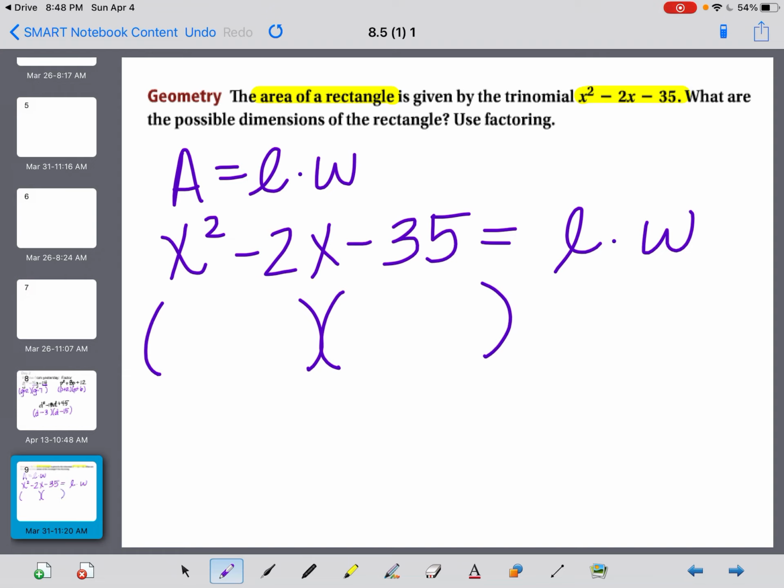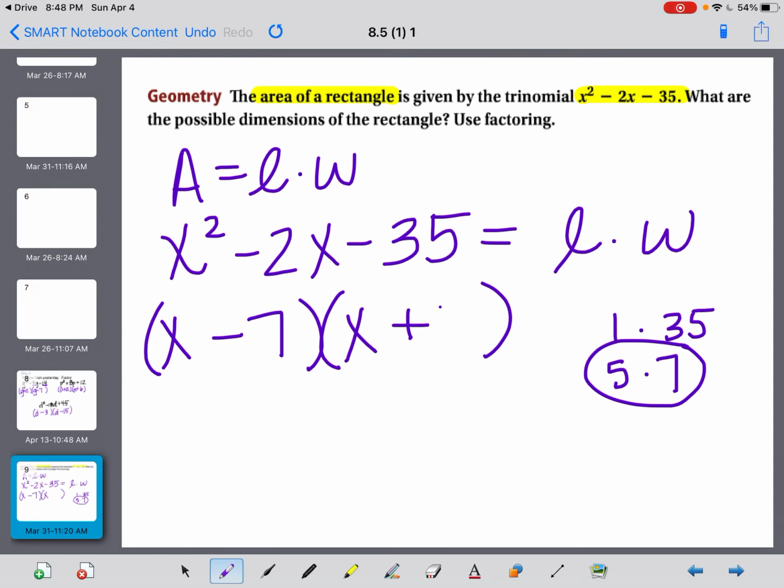All right, so I know that I need an x in each of these, and I need a number that multiplies to be negative 35, but adds to be negative 2. Okay, well, the factors of 35 are 1 and 35, 5 and 7, and that's probably it. So I think 7 and 5 are ones that we can make add up to a negative 2 if I have a negative 7 and a positive 5.